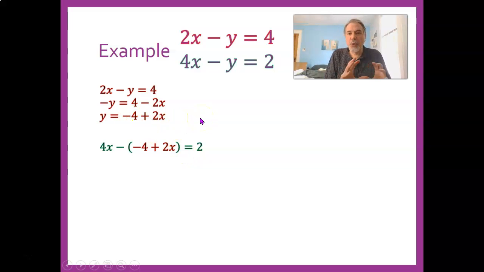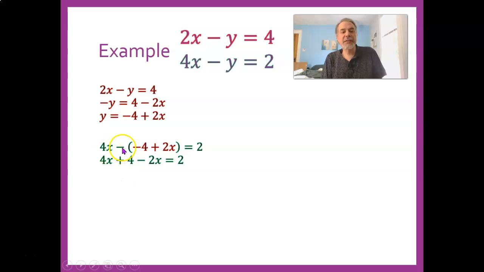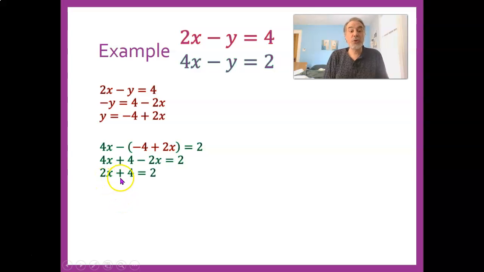So I'm going to start by removing those parentheses and distributing the minus sign. 4x minus a negative would be plus positive 4, and then minus a positive would be minus 2x. So 4x plus 4 minus 2x equals 2. Now, combine like terms that are already on the same side. The 4x minus the 2x together makes 2x. So 2x plus 4 equals 2.